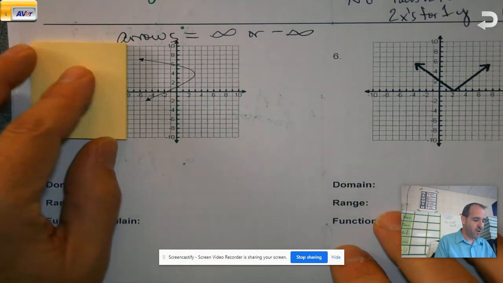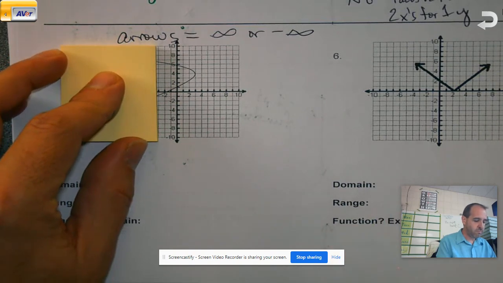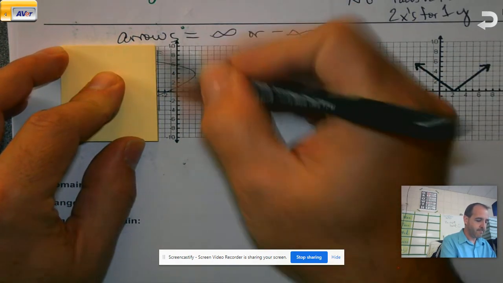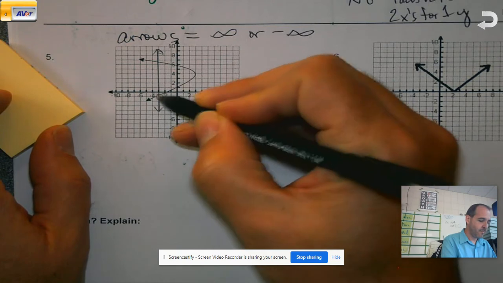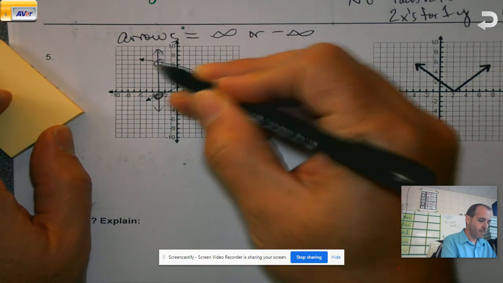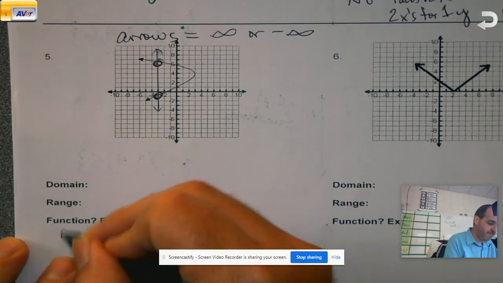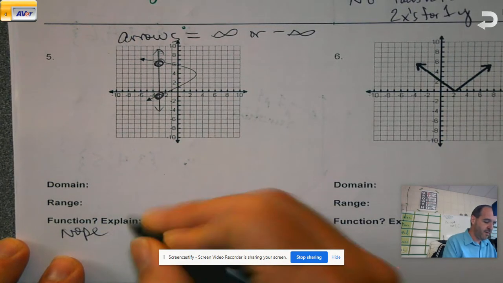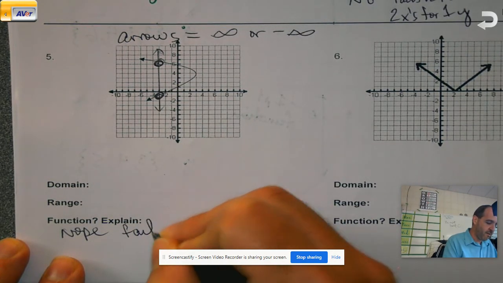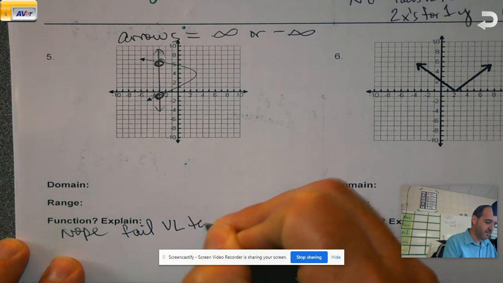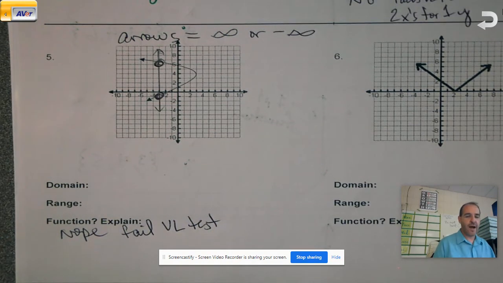So we're doing our vertical line test and my vertical line went through 2 spots in my graph. 2 x's for 1 y. Function? Nope. Fail vertical line test. Okay, 2 x's for 1 y. Can't have it.